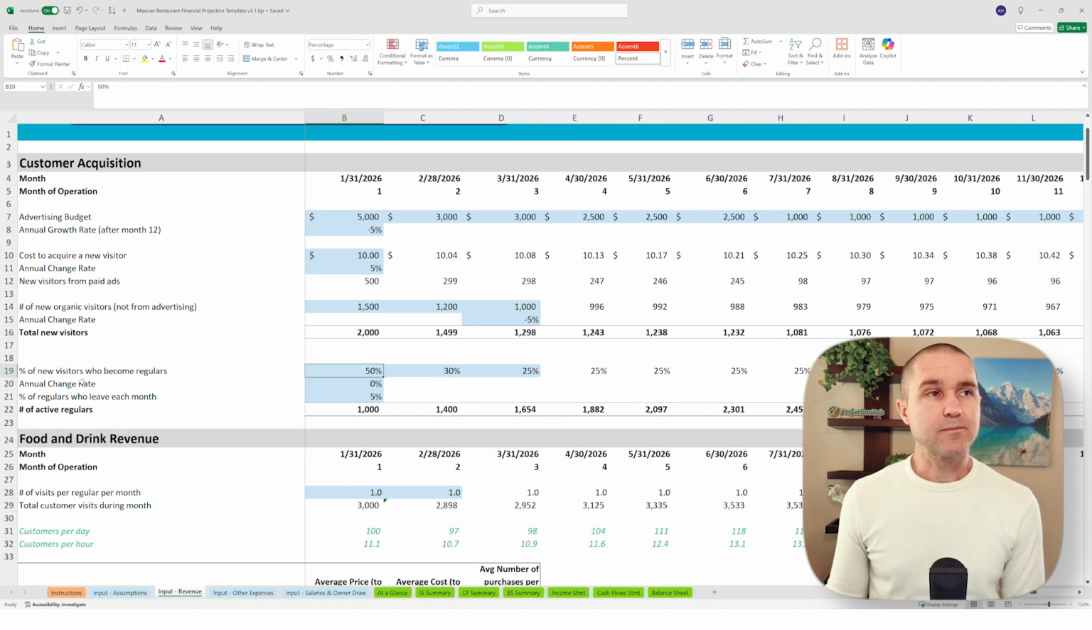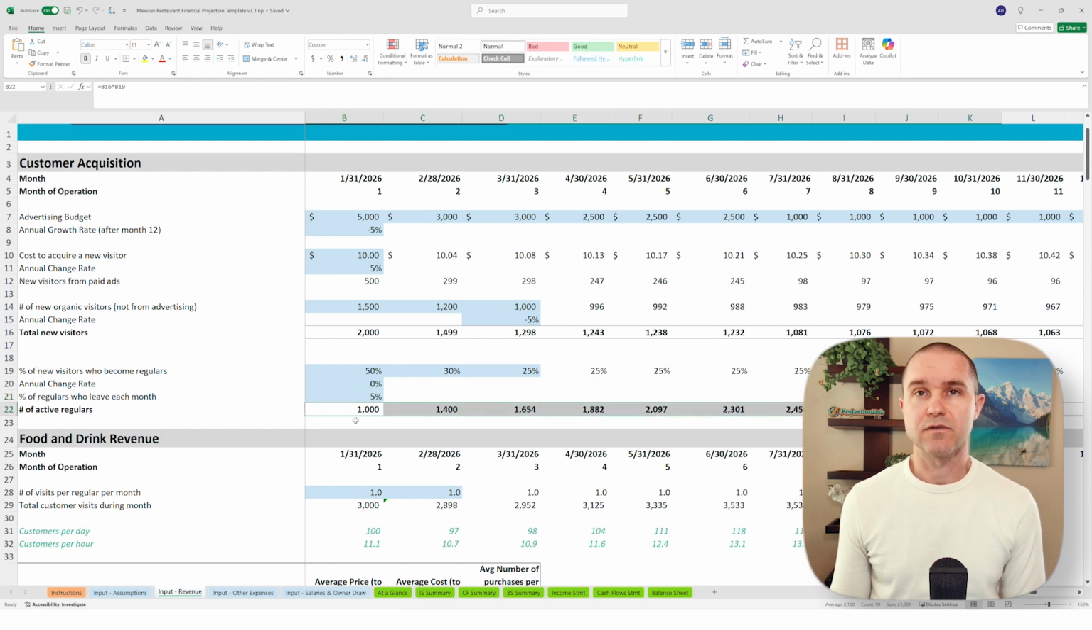Then we can assume some percentage of those new visitors become regular customers. So we're assuming that 25% share of those new visitors become regulars. And we're assuming here that 5% of your regulars end up leaving each month. So then this row here is going to calculate the number of active regular customers that you have. And the reason that's important is because your projections are going to be based on number of visitors, but that's both your new visitors plus those repeat visitors that come back again and again.